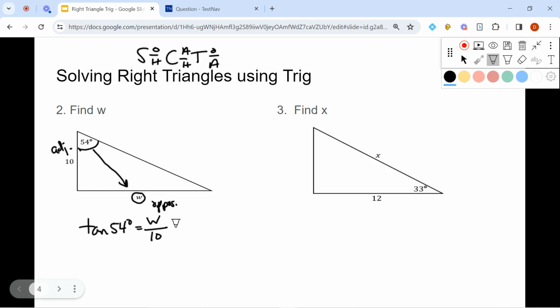And now I want to solve for W. So I'm going to multiply both sides by 10 to get W alone. I get 10 tangent of 54 degrees is equal to W. Okay. Now I can calculate that in the calculator.